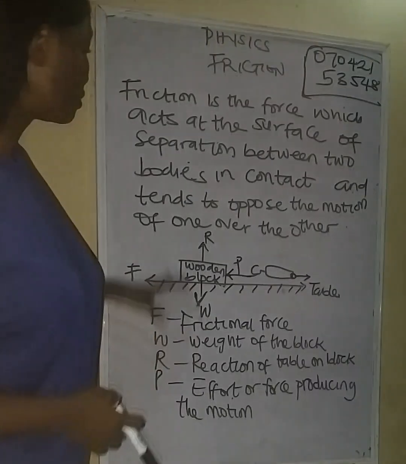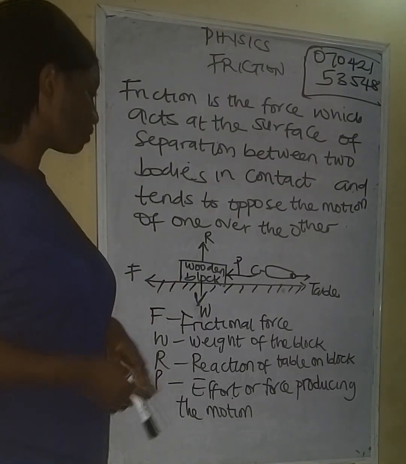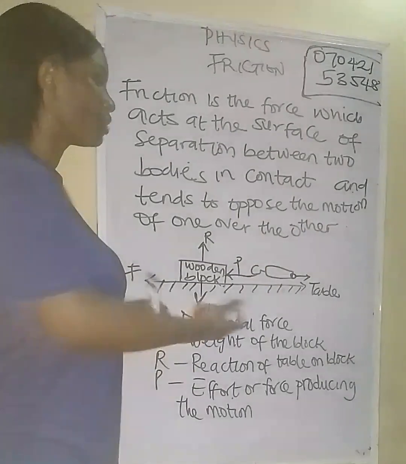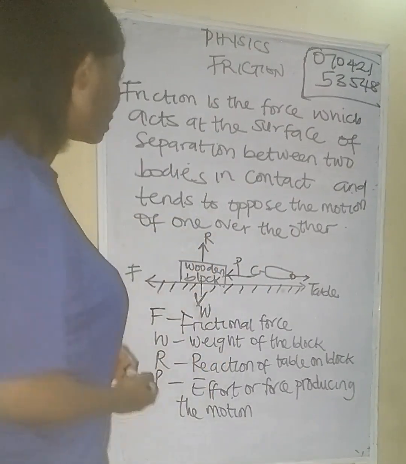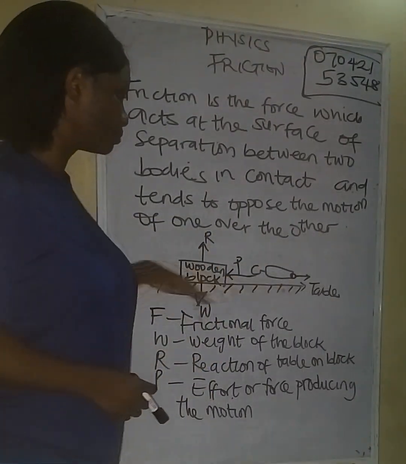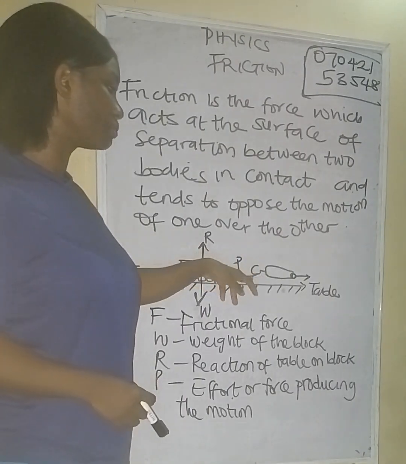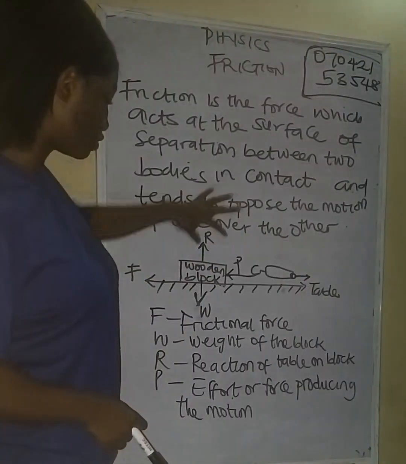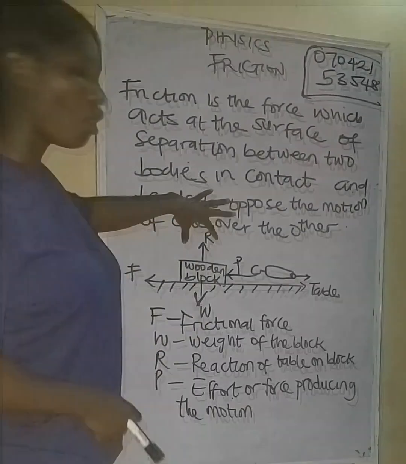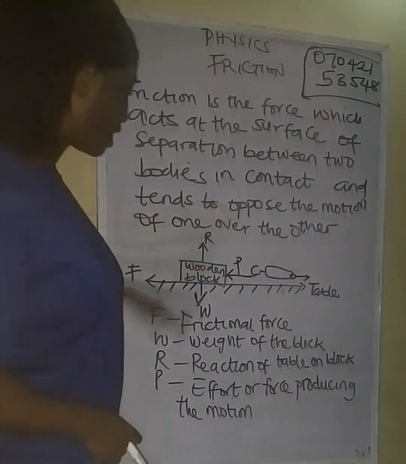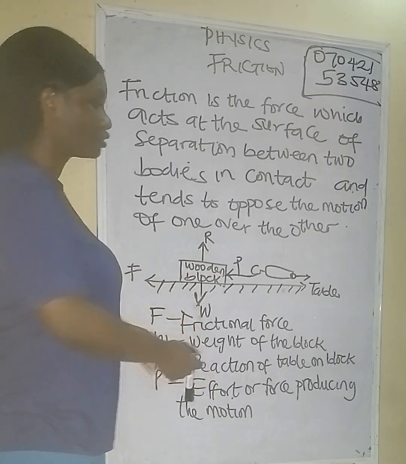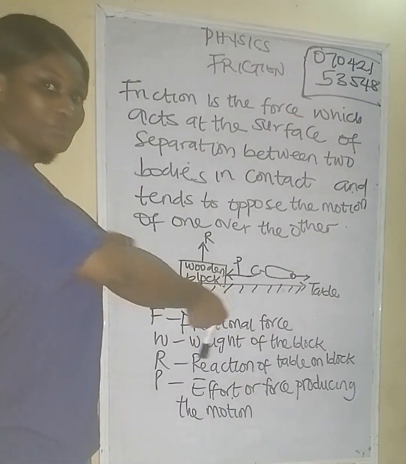So now let's look at this diagram. We have the wooden block, and we have a pulley, maybe something that is pulling it. Now this is a table. We have a wooden block and this particular force pulling this wooden block. So we have the reaction. R is the reaction of the table on the block. And then this is the weight. The weight is the wooden block itself on the table. Okay, so when you are pulling it, are you getting it now?